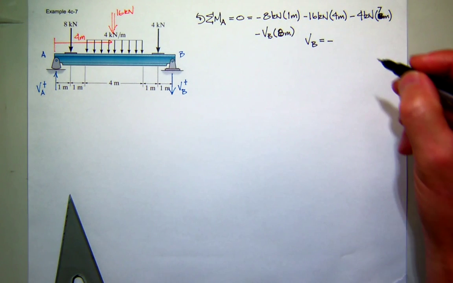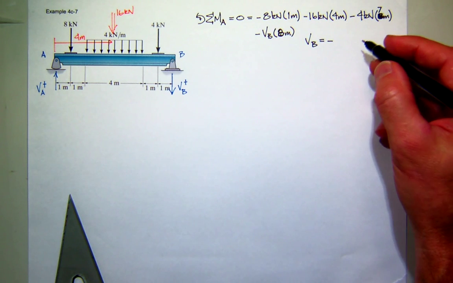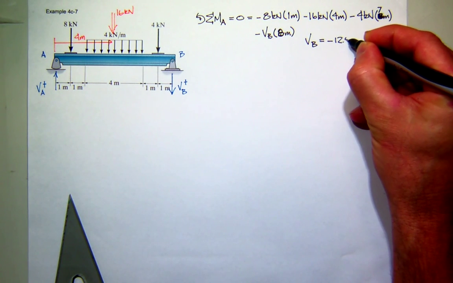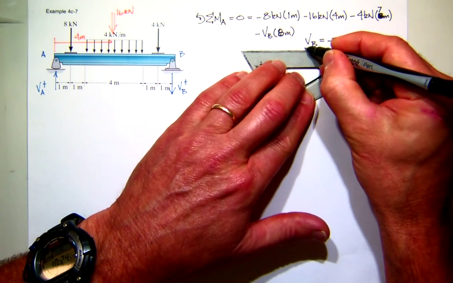Okay, so Mr. Church, you'll have to recalculate. Sorry about that. Negative 12.5. Oh, that sounds nicer. Anybody else get that? Okay, cool.